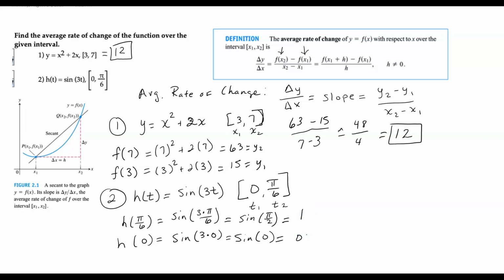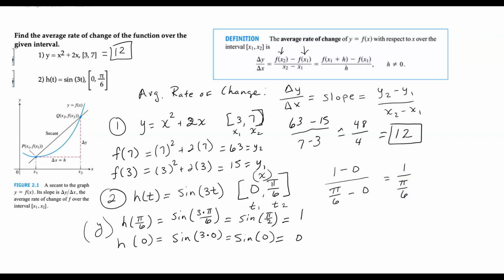So now we've got our t values, all right? We're going to say we've got our y values here. So these are like our y's and these are like our x's. All right, so we're going to take the change in y, and in this case, it's going to be 1 minus 0 divided by, and in this case, it's going to be pi over 6 minus 0. We end up with 1 over pi over 6.